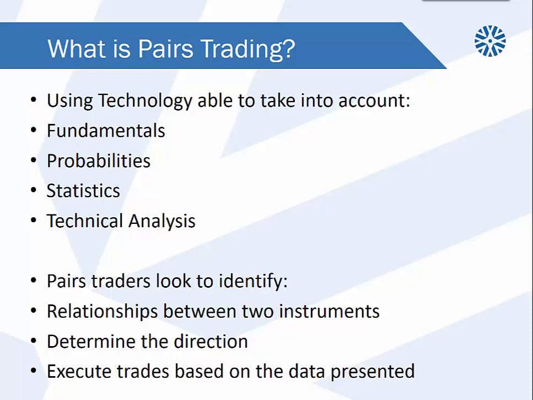So as I said, sometimes you'll hear this all under a catch-all phrase of stat arb or statistical arbitrage. But what I really want you to understand is you can break pairs trading down into three simple ideas. Pairs traders are looking to identify the relationships between two instruments in order to determine the probability of their next direction, and then execute trades based on the data presented. Very simple understanding: understand the relationship between the two instruments, determine a direction, and then execute trades based on the data that is presented. And that's what I want you to try and understand.